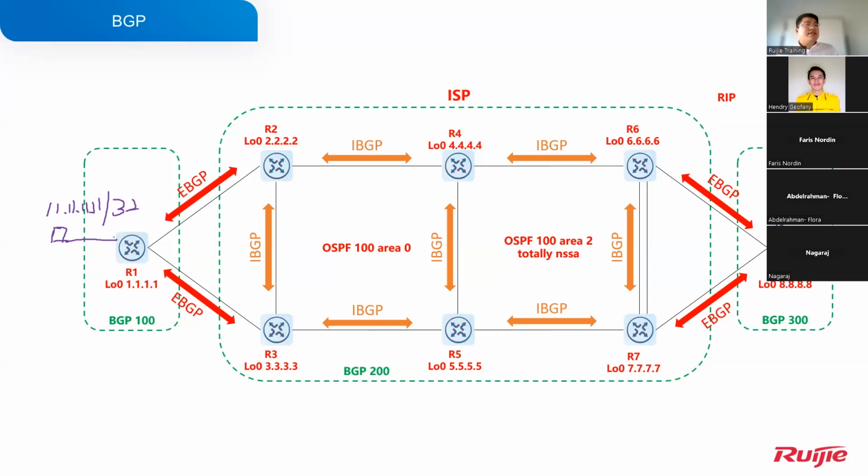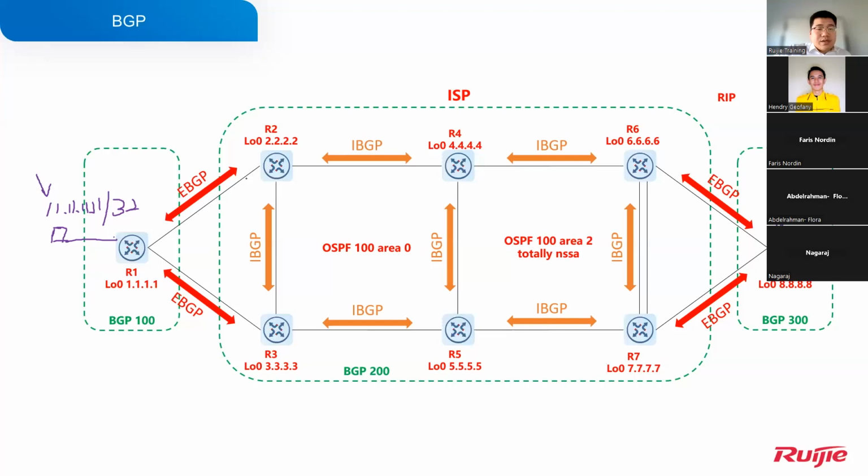Actually, it could be a little difficult. The result will be that R8 cannot learn this route, and the reason is the BGP route forwarding policy.